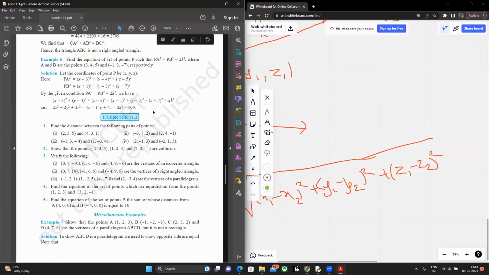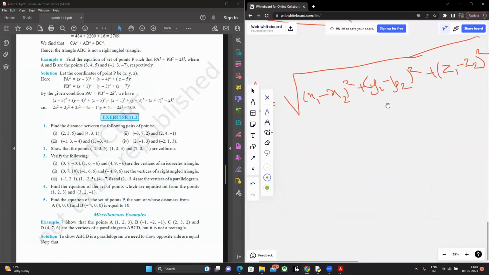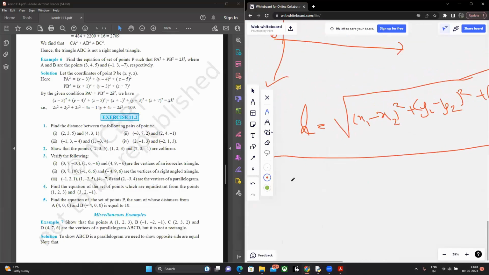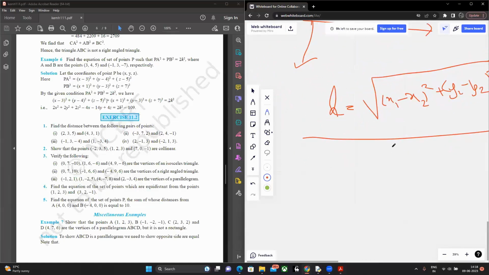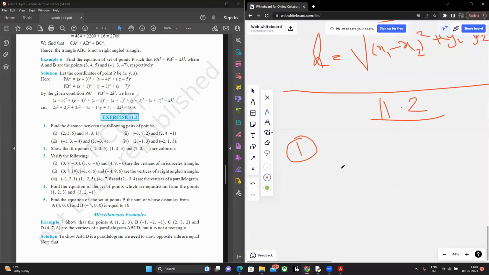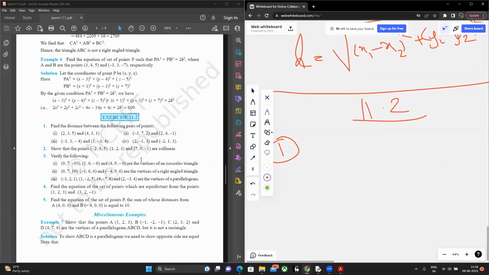But yeah, it's also pretty easy, so you don't need to spend much time on it. But just look at them because they give you ideas on how differently questions can be asked. Then you have exercise 11.2, where you are straightforwardly asked the distance between all these 2 points.